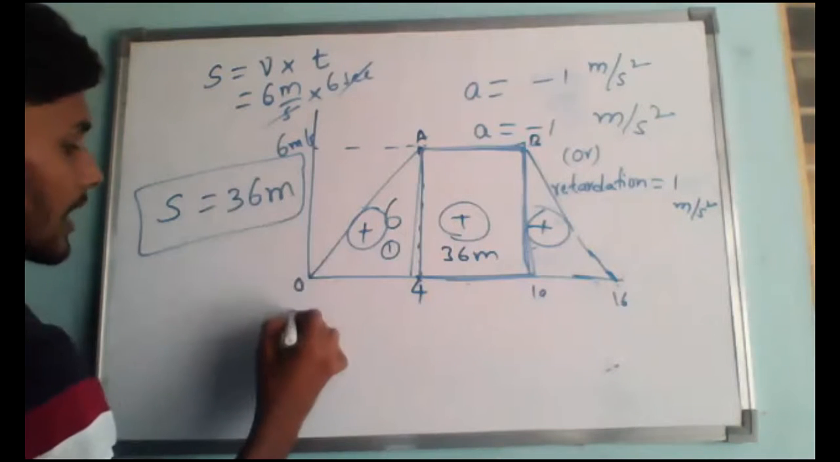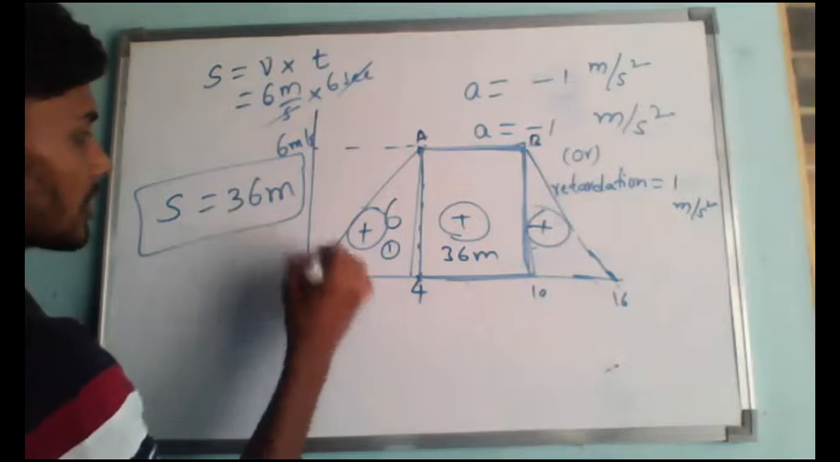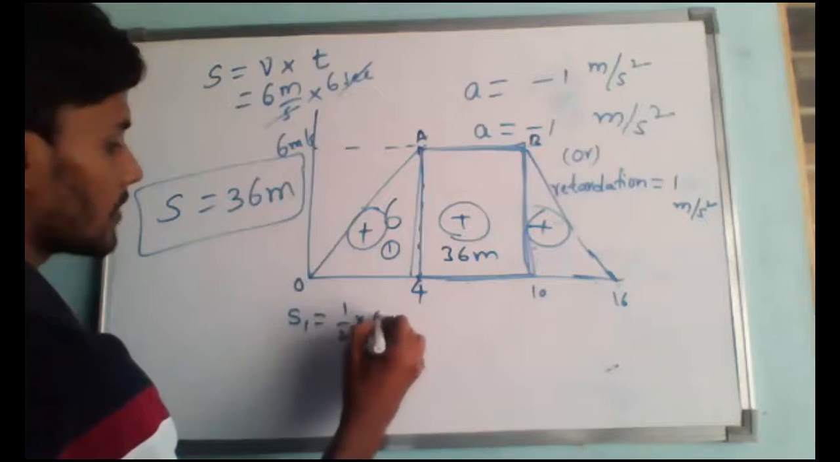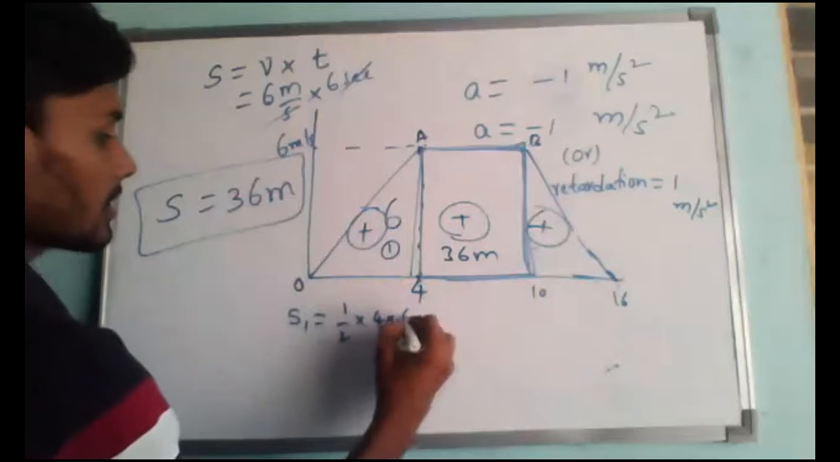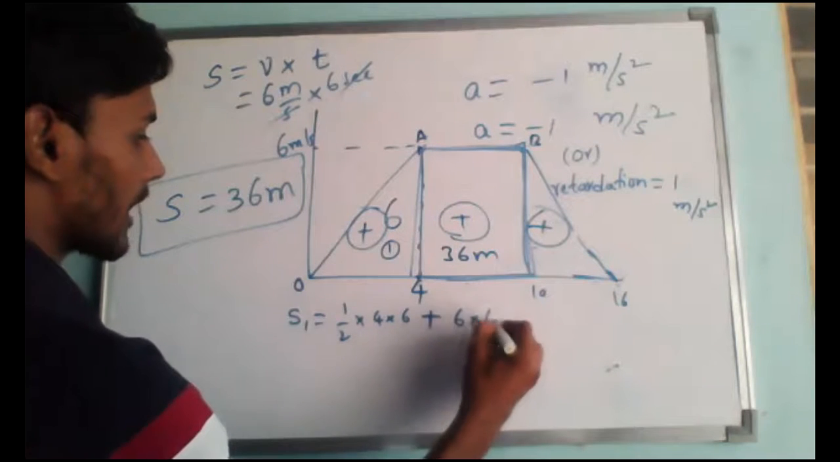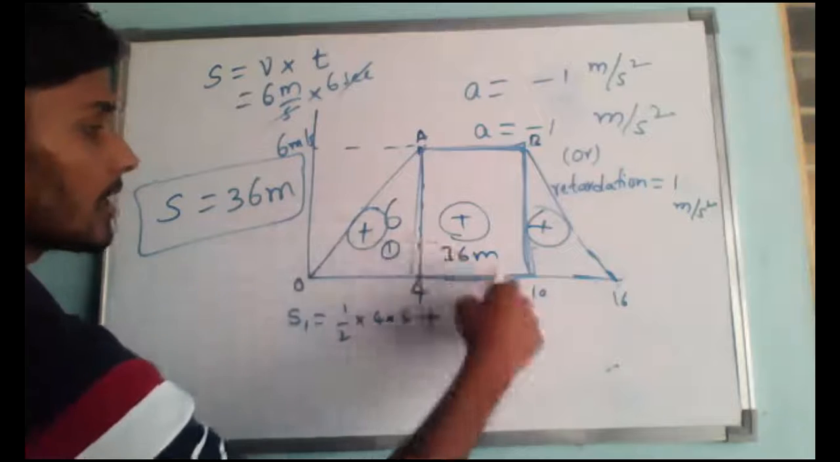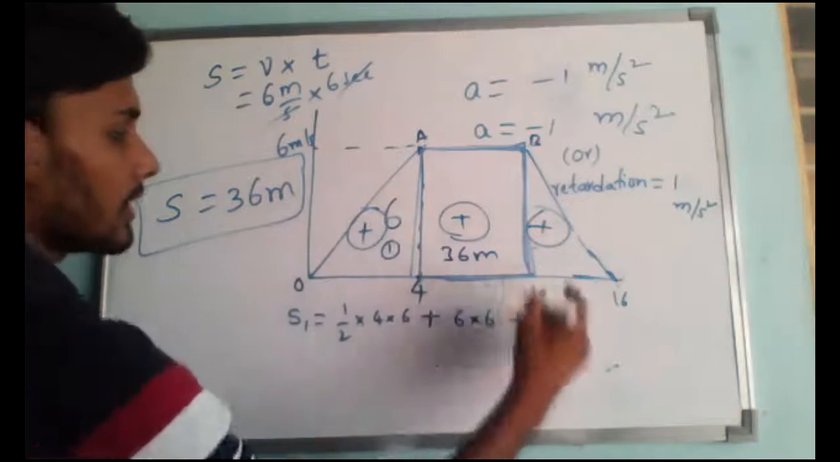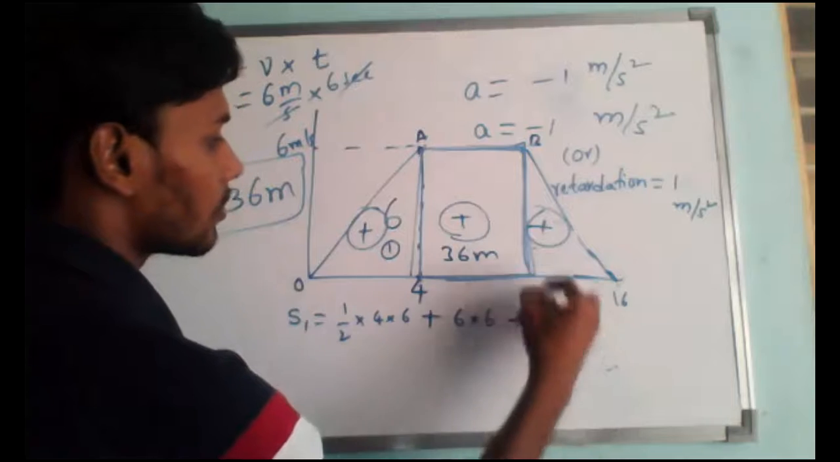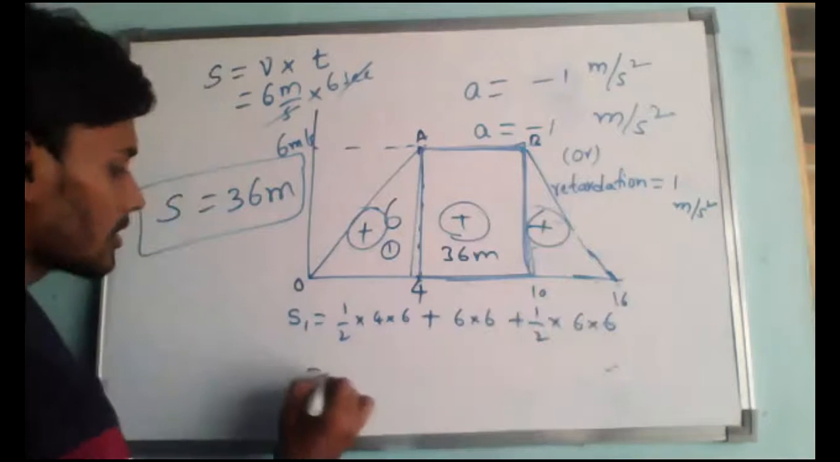What is the area of this triangle? First, let me imagine S1 is equal to half into base into height. Is it yes or no? Base is equal to 4, height is equal to 6. Plus, the second one is 6 into 6, side into side. This one is also the same thing: half into base equals 6 into height equals 6. That's all. Start doing now.